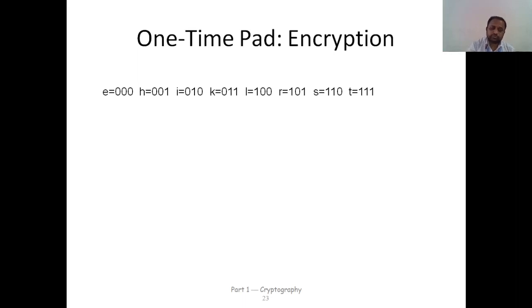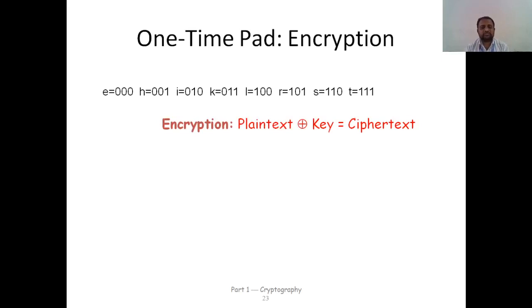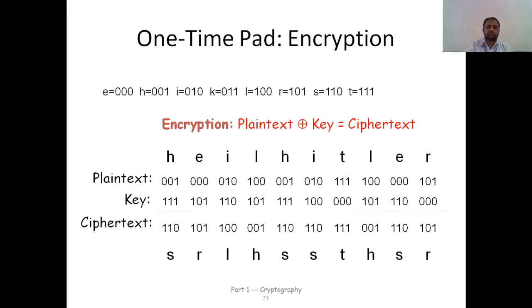Using these letters, what we have to do at the sender side is perform the encryption algorithm. It's very simple in this one-time pad: the plain text is XORed with the key. That means each letter in the plain text is XORed with the given key binary number to get the particular letter in the cipher text. This is the entire process.